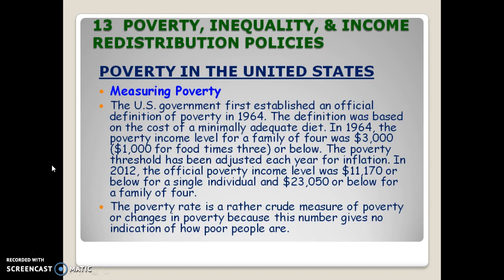Measuring poverty. The U.S. government first established an official definition of poverty in 1964. In 1964, they said a family of 4 was in poverty at $3,000 or below. Now the threshold is about $23,000 for a family of 4, which is very low if you think about it. The poverty rate is a rather crude measure of poverty, or changes of poverty, because this number gives no indication of how poor people are.